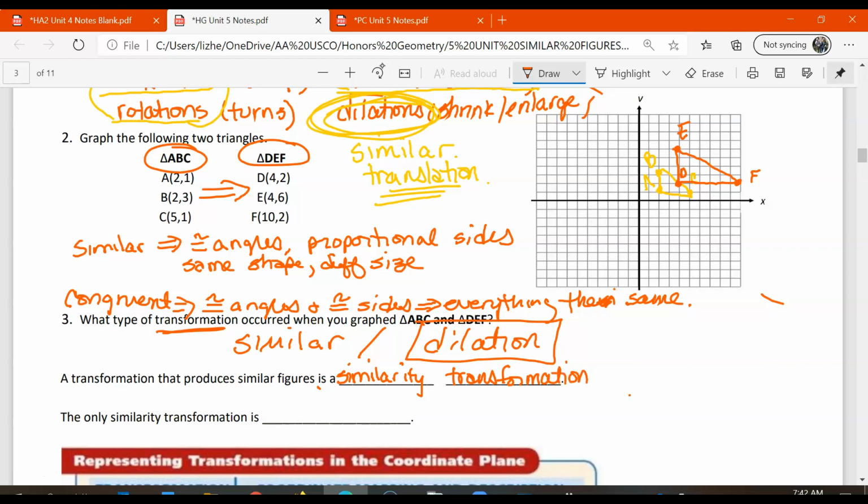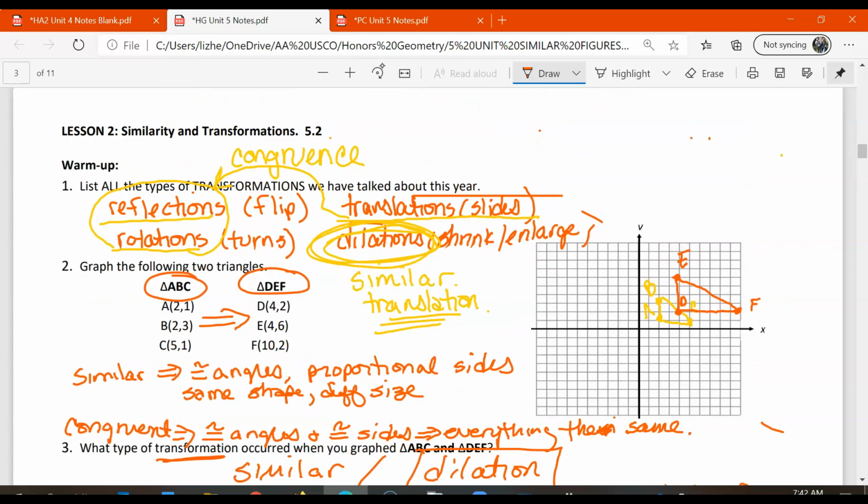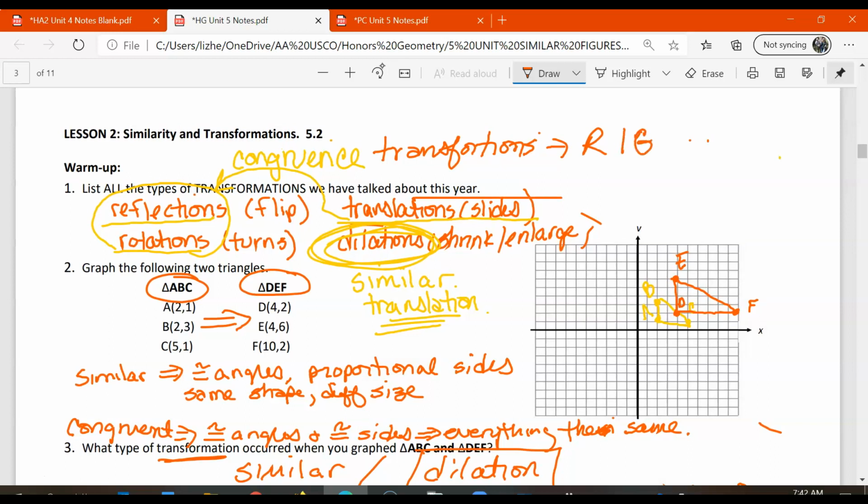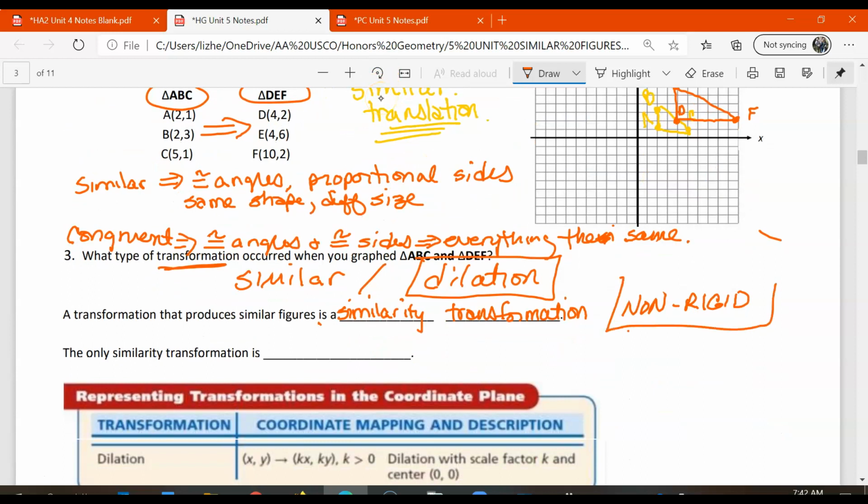Another word for that you need to know would be a non-rigid transformation. We use the word rigid for these other three. Congruence transformations are also rigid transformations. So reflections, rotations, translations. Those are rigid. Dilations are non-rigid. Make sure you know that word because that's going to pop up. The only similarity transformation is a dilation. And remember, a dilation can go smaller or bigger. So it can be a shrink or it can be an enlargement. We call them all the same. They're called dilations.